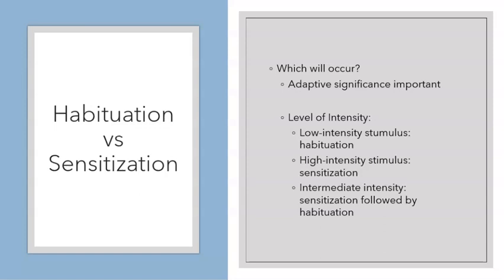So, habituation versus sensitization. How do you know which one's going to occur? First is the adaptive significance. That's very important. So, in terms of evolution and behavioral survival, whichever one's going to be best for the organism to continue living is the one that's going to occur. Being habituated to the sound of gunfire isn't usually good, so most people become sensitized to the sound of gunfire, not habituated.